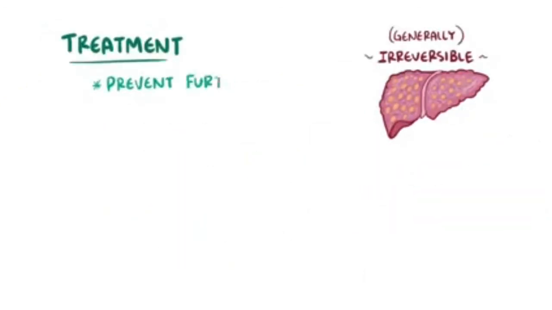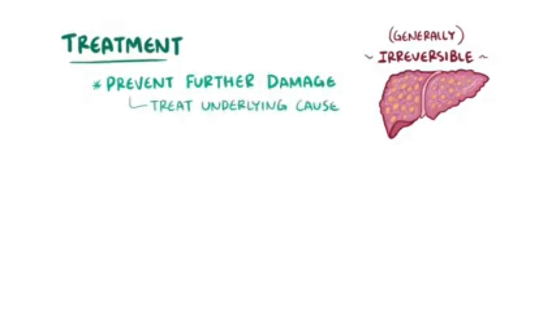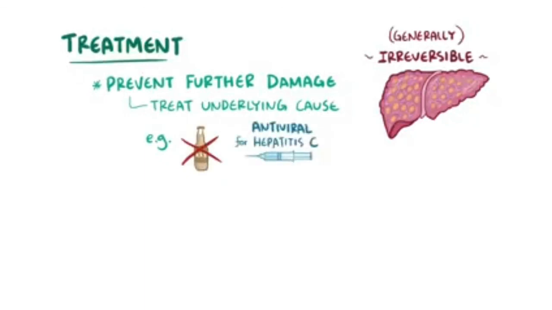As for treatment, the goal is to prevent continued liver damage by identifying the underlying cause and treating that. For example, stopping alcohol consumption or antiviral treatment for those with hepatitis C. With advanced cirrhosis, though, where the liver stops functioning, a liver transplant might be needed.